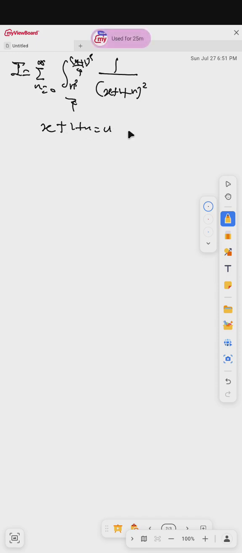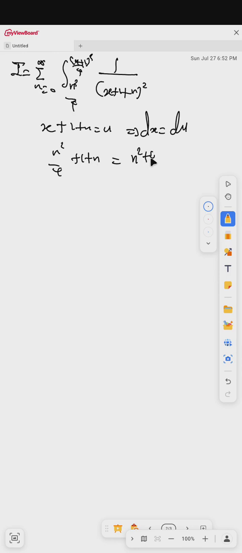Then if you do that, you differentiate both sides. So we have dx equal du. And take note, since we are making a substitution here, the limit is going to change. For the lower limit, when x is n squared over 4, we're going to have n squared over 4 plus 1 plus n, which is the same thing as n squared plus 4n plus 4, everything over 4, which is equal to (n plus 2) raised to the power of 2 over 4. So that is the lower limit.